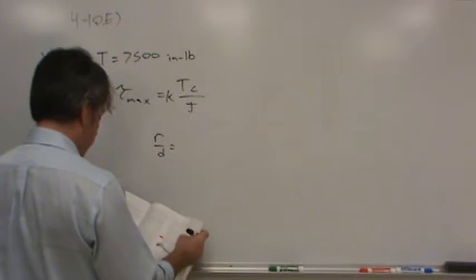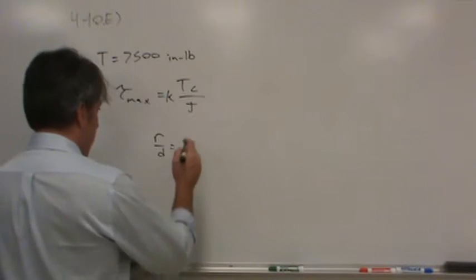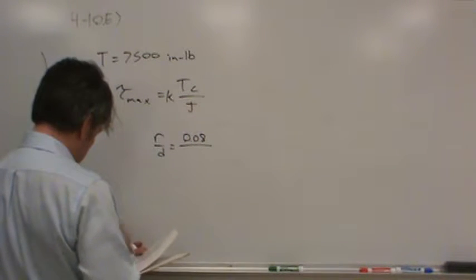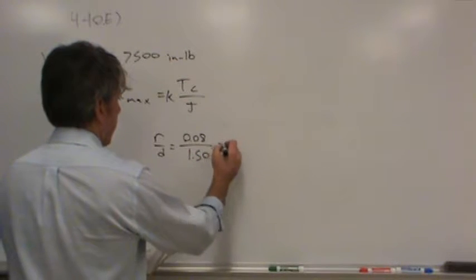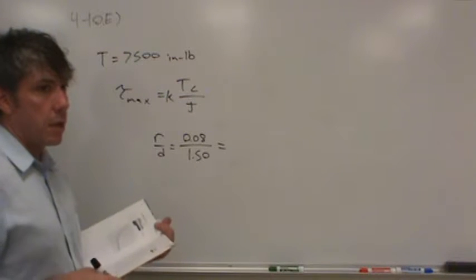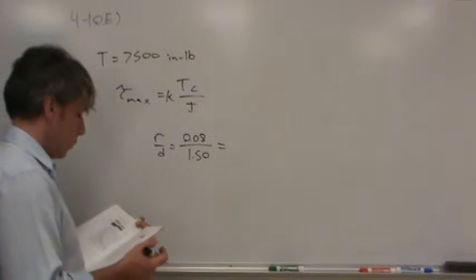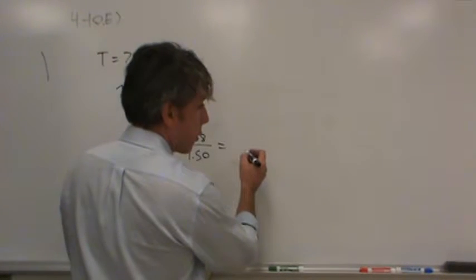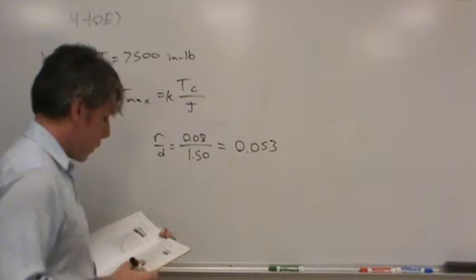And so R is the fillet radius on the step, and that's 0.08 inches. The diameter of the smaller section is 1.5 inches. Both of these are inches. So if you would, calculate that for me. It's basically 8 over 150. That's how much? 0.053. No way there'd be a 1 there.